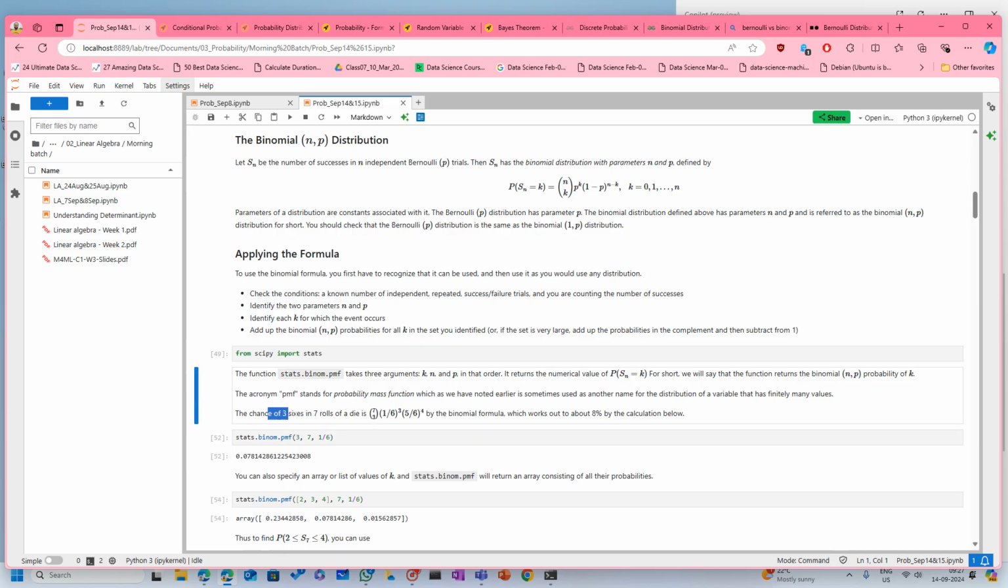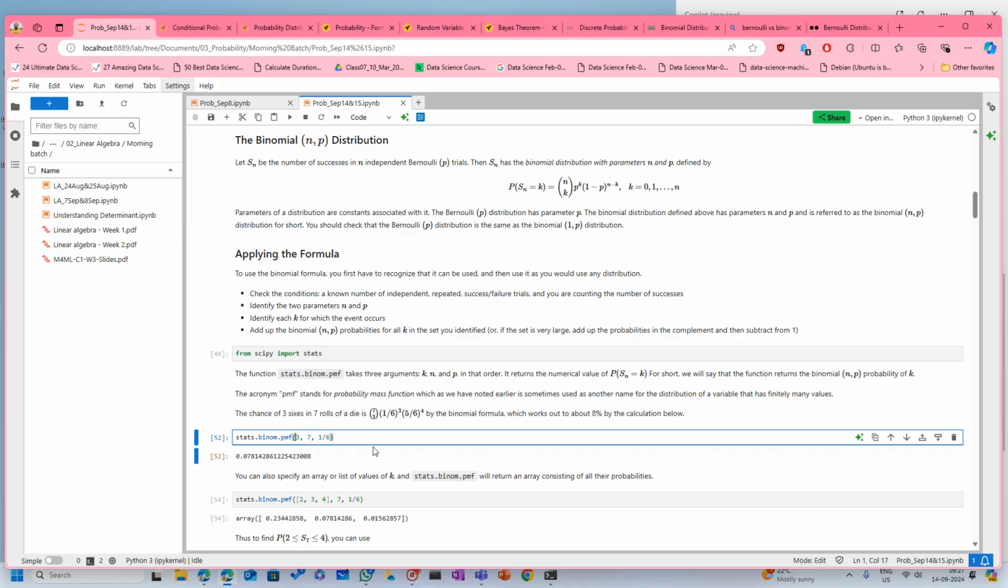Let's just say you roll a dice 7 times. So the total number of times you rolled is 7, hence you have taken 7, and you're calculating what are the chances that out of those 7 rolls I'll get 3 times a 6, or 3 times a 1, or 3 times a 2, 3 times a 4, whatever it is. So how many times you get it repeatedly is 3, out of 7, and for each single roll, what is the probability? It is 1 by 6, so you have to provide that here.